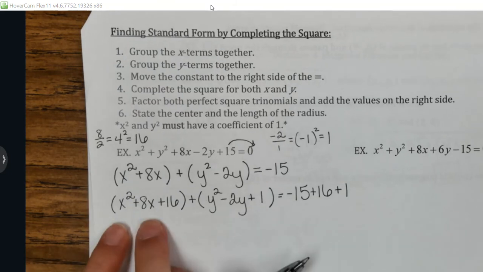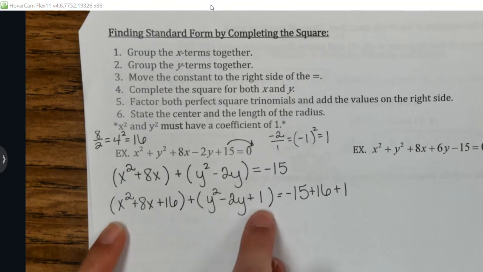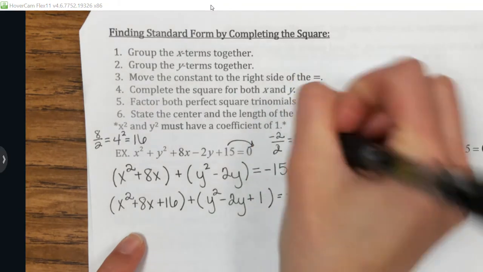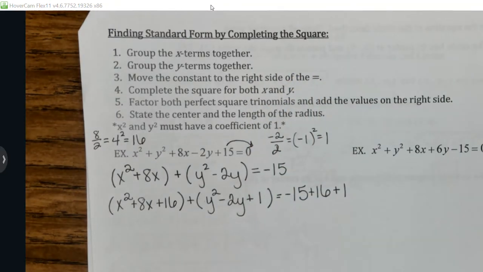Wait, what's the equation? Negative 2 over 1. B divided by 2. When you complete the square, you take b divided by 2 and then square it. No, you didn't divide it by 2. I divided it by 1. Oh, that makes sense. Sorry. I didn't remember the equation, and I looked up and I got it. Sorry.